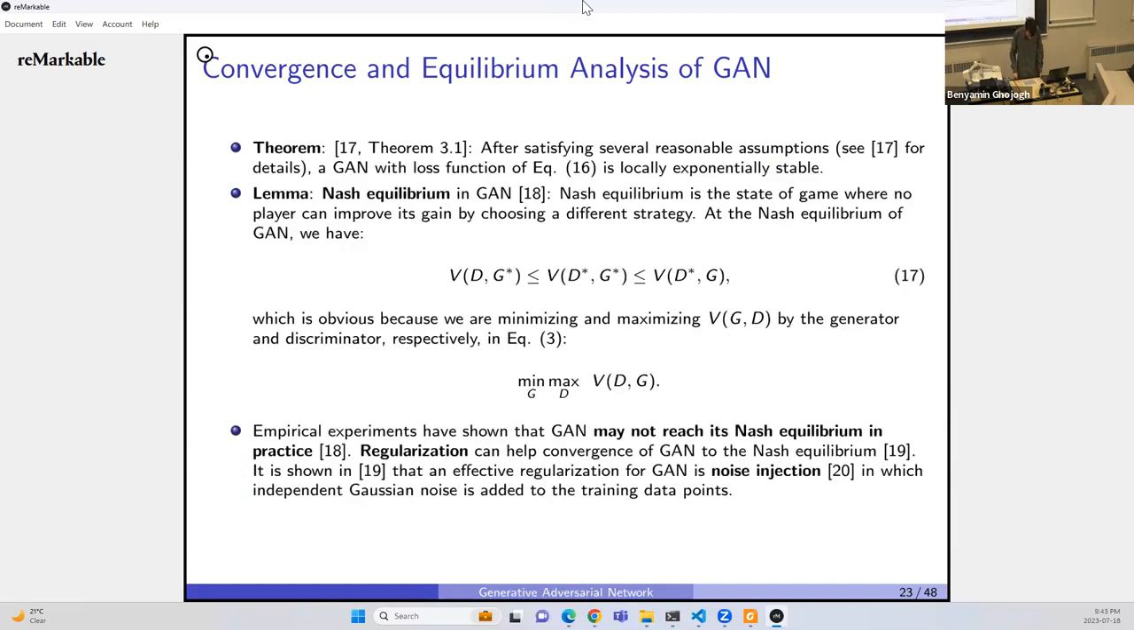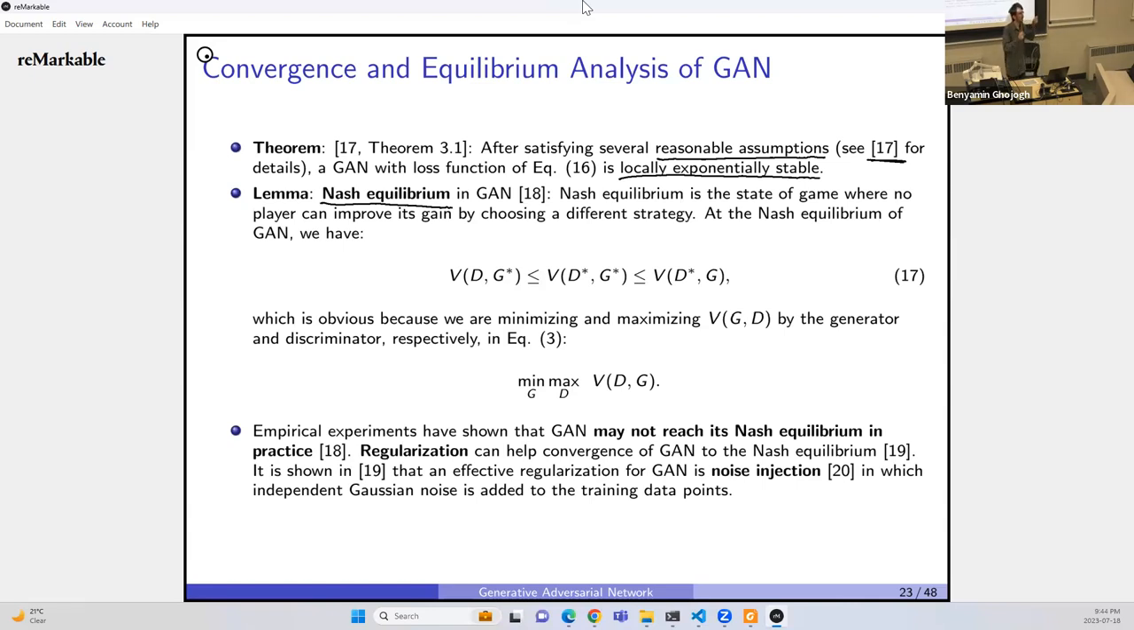Okay. After satisfying several reasonable assumptions, you can see reference 17 for the assumptions, again, the GAN with loss function of equation 16 is locally exponentially stable, okay? So, these are the theorems which say why GAN is working. I haven't provided the proof. But there is a lemma, Nash equilibrium in GAN.